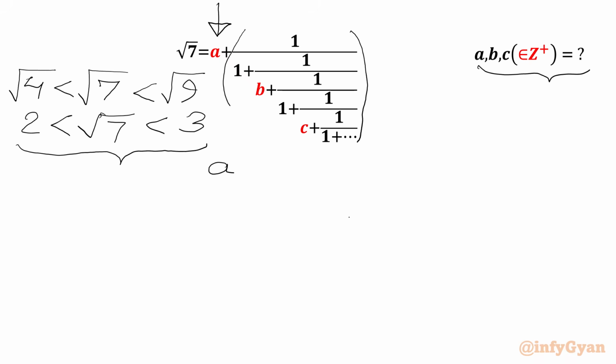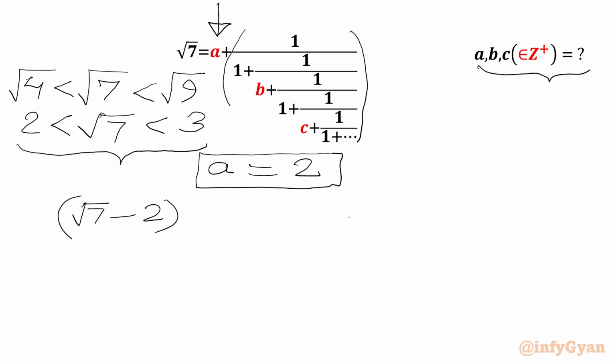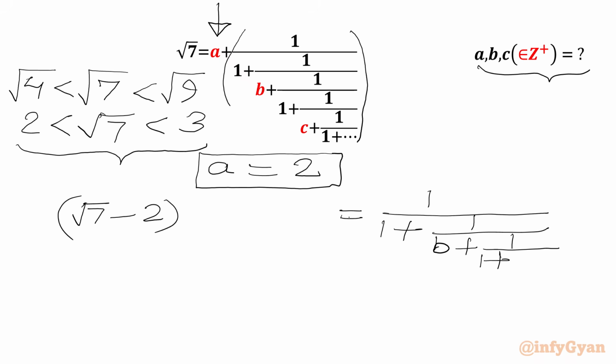Now we can conclude a must be equal to 2 as we have a in the interval 2 and 3. Now we'll be subtracting 2 from both the sides, or subtracting a from both the sides. We can write square root 7 minus 2 in LHS. In the RHS, we will write 1 over 1 plus 1 over b plus 1 over 1 plus 1 over c plus 1 over 1 plus up to infinity.